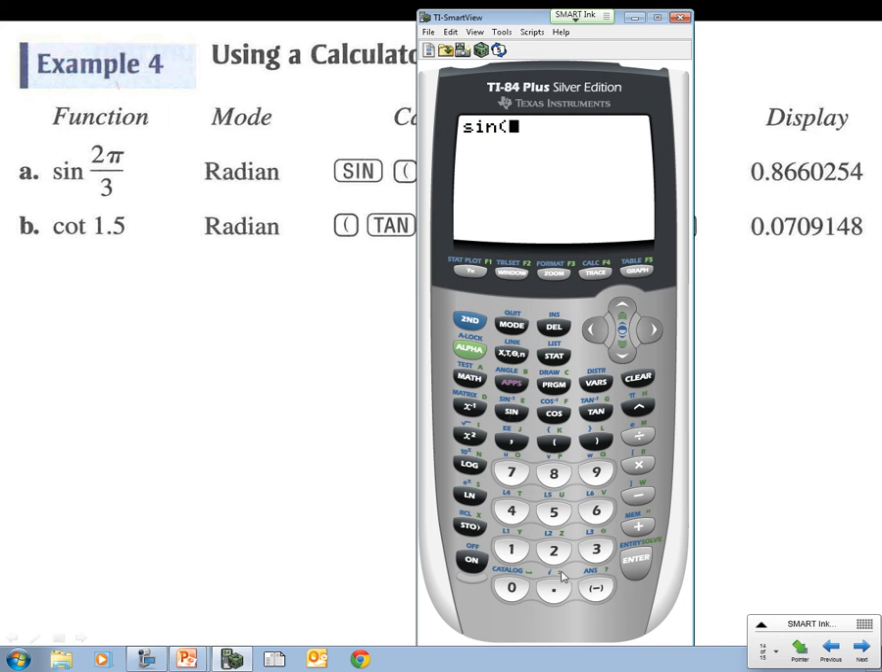I hit sine first, 2 pi over 3, and I hit enter, and boom, there's my answer, 0.866.